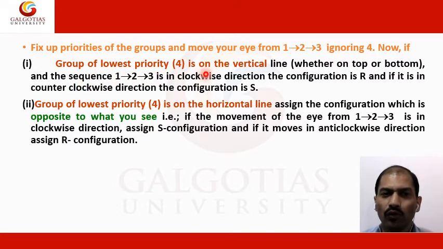Once you fix these priority rules, just keep this in mind: if the group of lowest priority, 4, is on a vertical line, whether on top or bottom, and the sequence 1, 2, 3 is in clockwise direction, the configuration is R, and if it is in counterclockwise direction, then the configuration is S.